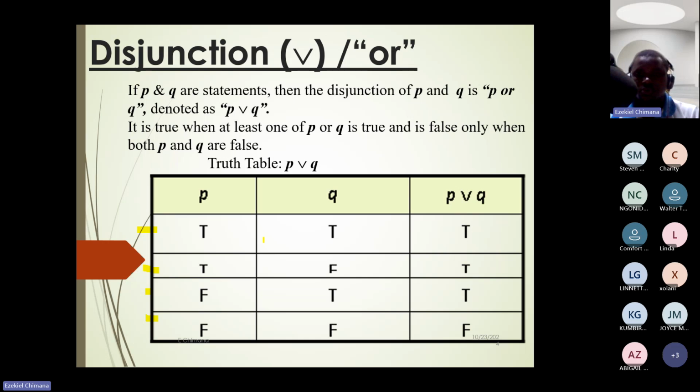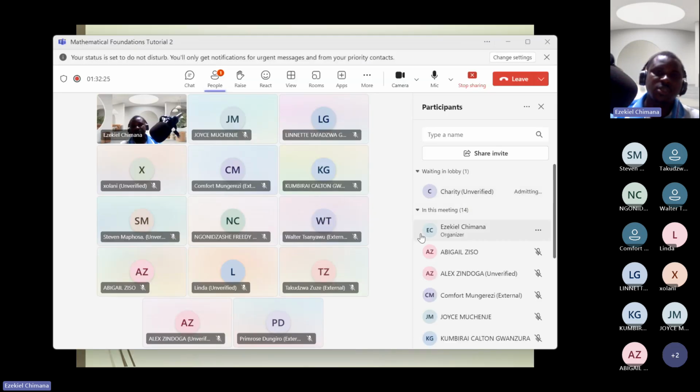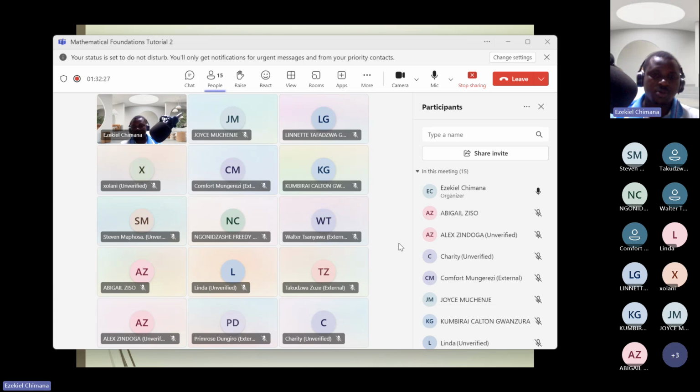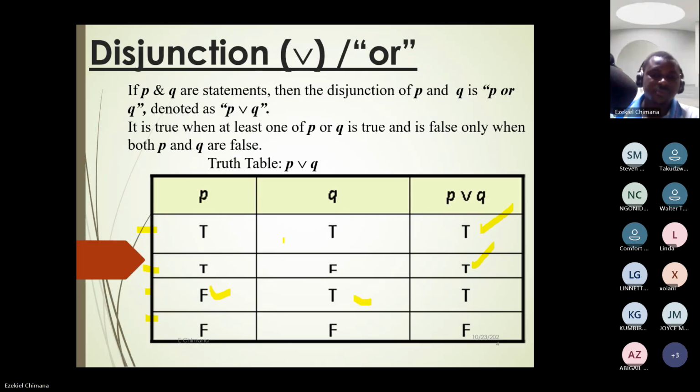true or true, it means you're going to get a true. True or a false, you are going to get a true because we just need one of them to be true because we are using an OR. But if it was an AND, we wanted both of them to be true. So false or true, you're going to get a true. Then false or false, it's always a false. So this is how you solve this on this truth table.